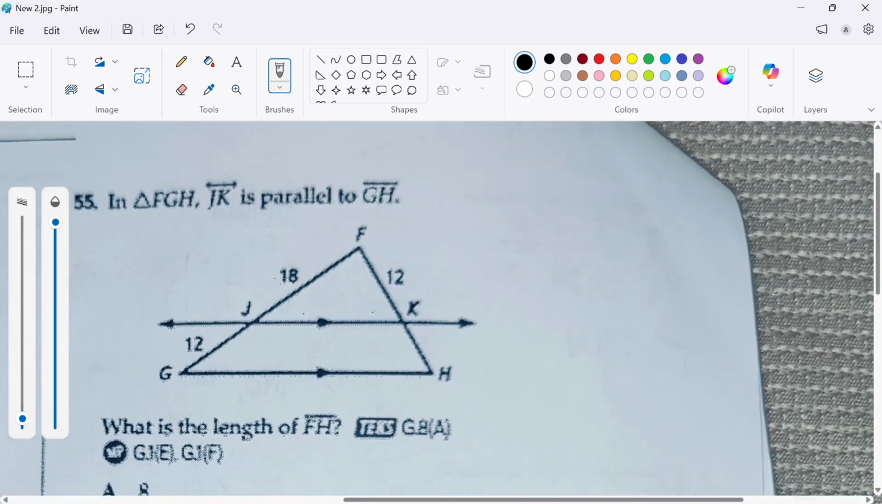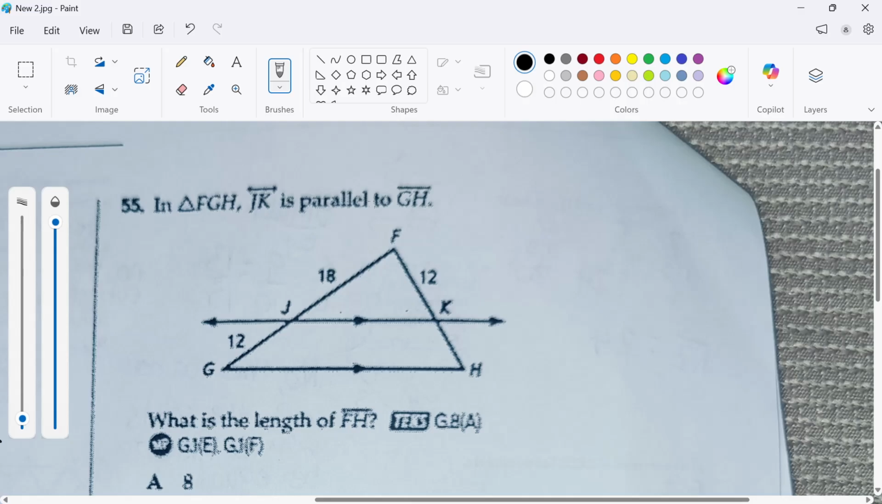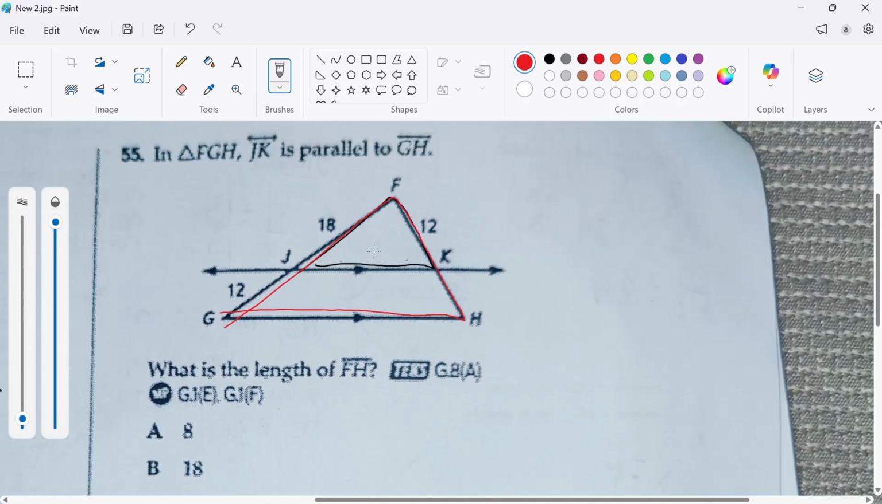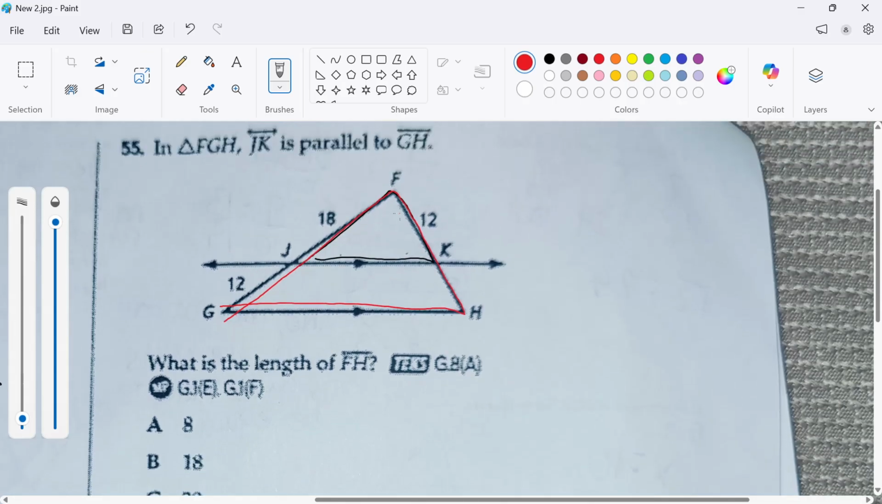Next, in triangle FGH, JK is parallel to GH. Now, it doesn't have to be a mid-segment, but that makes this little triangle similar to the big triangle, which means the corresponding parts are in proportion. So, what is the length of FH? Okay, so I can find KH by doing the proportion, and then I'll add it to 12 to get FH. So I'm going to do left to right.